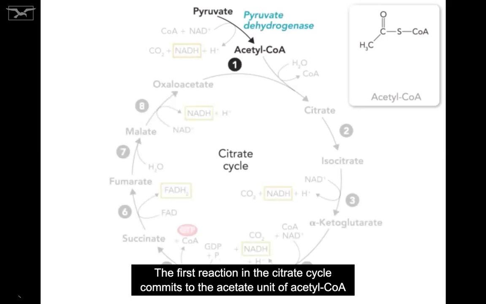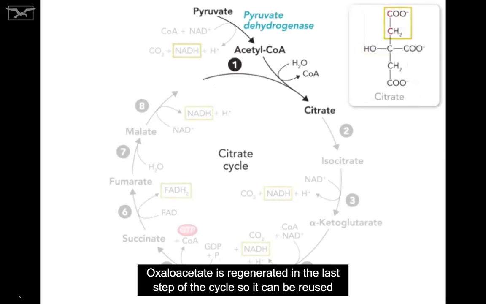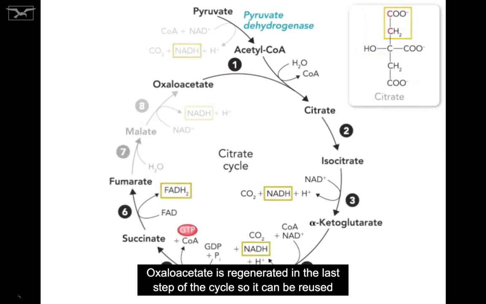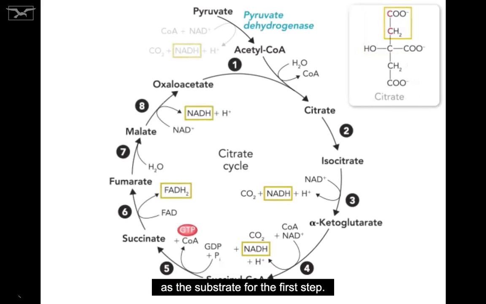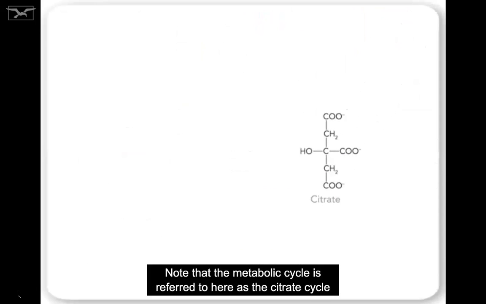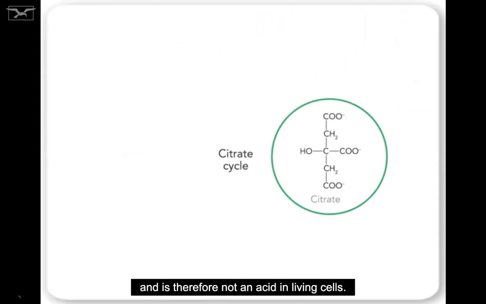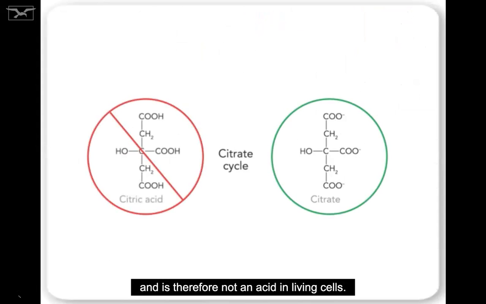The first reaction in the citrate cycle commits the acetate unit of acetyl-CoA to oxidative decarboxylation by catalyzing its addition to oxaloacetate, forming citrate. Oxaloacetate is regenerated in the last step of the cycle, so it can be reused as the substrate for the first step. Note that the metabolic cycle is referred to here as the citrate cycle because citrate exists predominantly in the deprotonated form at physiological pH and is therefore not an acid in living cells.